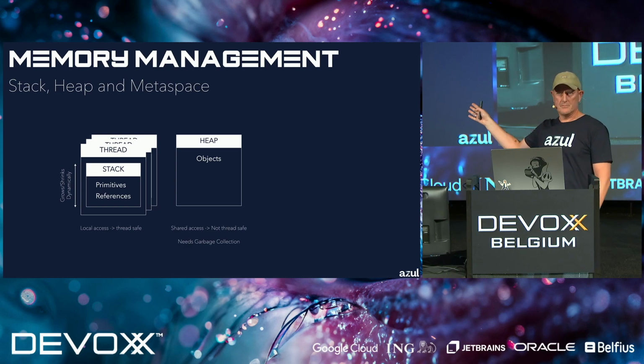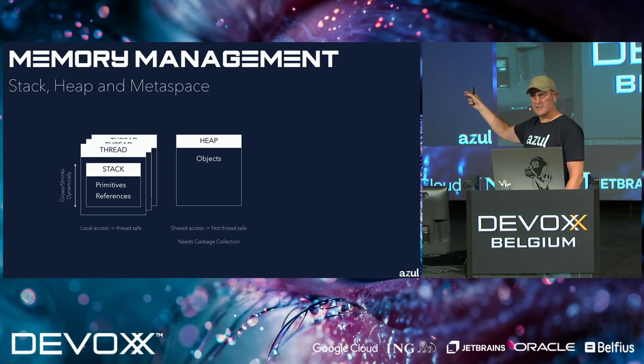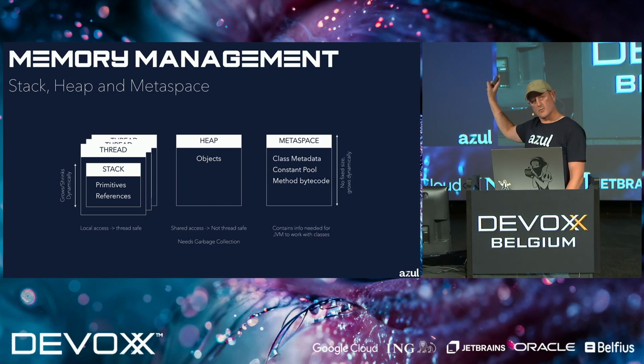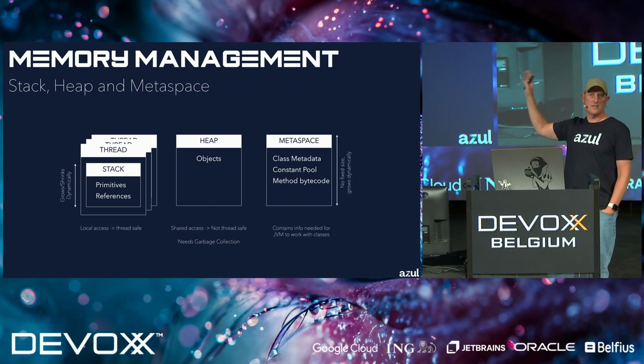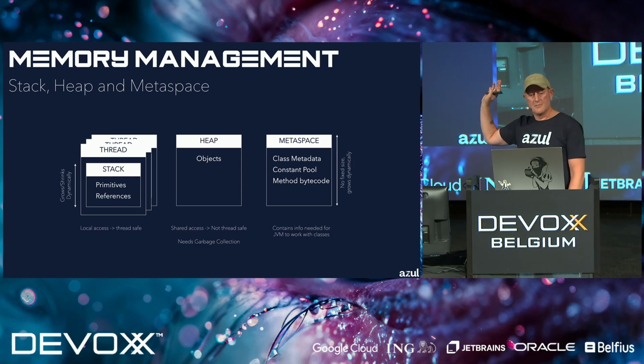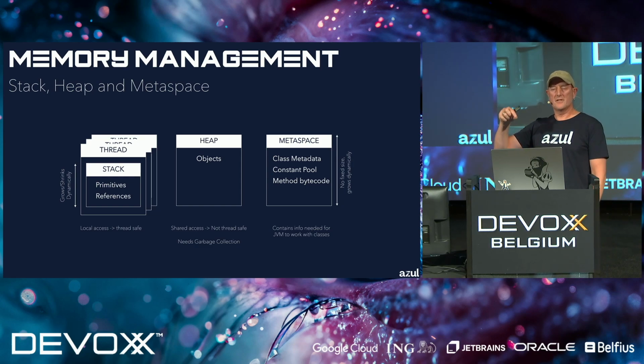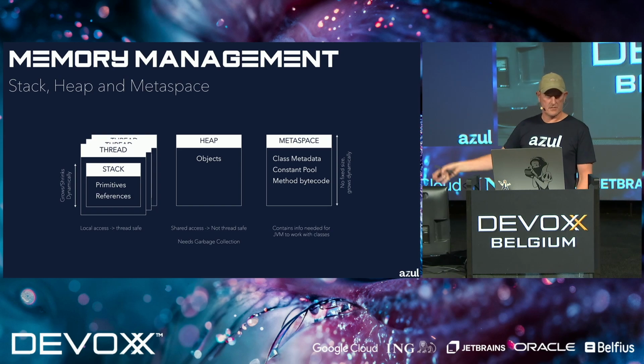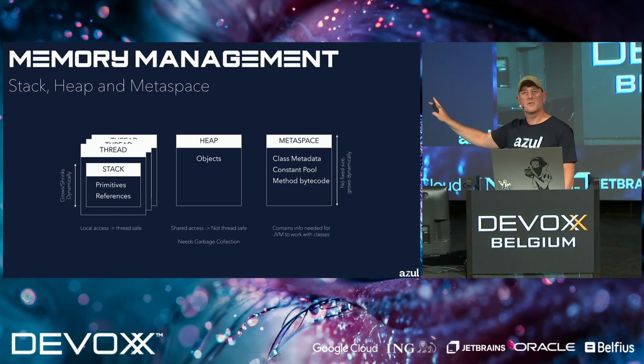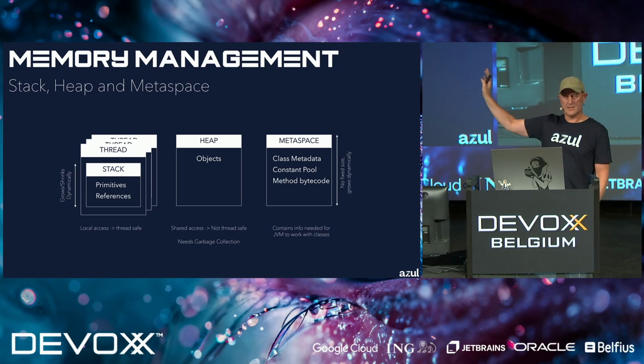So then we have the heap. The heap is where all the objects are stored in memory, so they really consume memory. And this is shared access, so we need garbage collection here, and they are not thread safe. And then there is the so-called metaspace, where we store class metadata, constant pool, method bytecode. So in short, everything the JVM needs to handle classes. But we don't look at the metaspace here. We are only interested in the stack frames and in the heap.